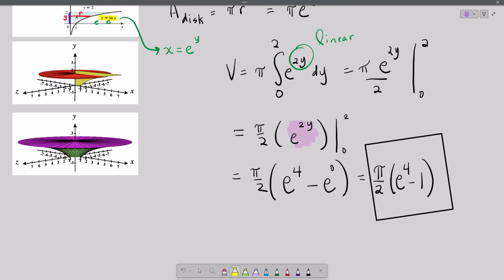Don't get complacent. A lot of times when we have a limit of integration of 0, we end up subtracting 0. But remember, if it's an exponential function, e to the 0 is not 0.